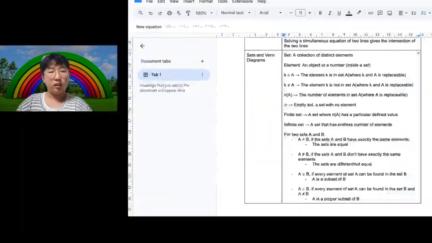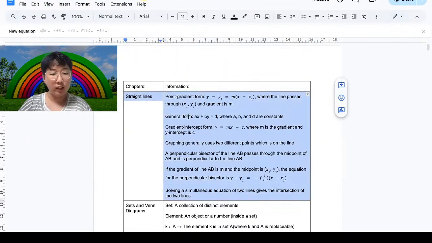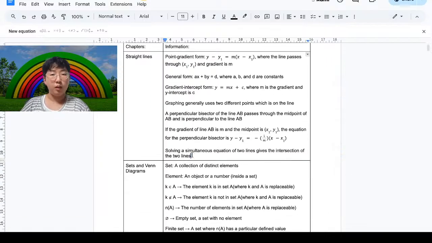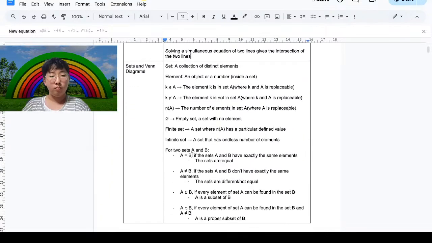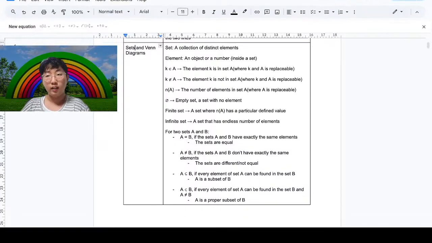Alright, let's get started. Last time we talked about straight lines, and we saw how we can plot them on a coordinate plane, and how we can solve a simultaneous equation, using three different forms of straight lines. We also found more information about graphing straight lines and something more about perpendicular bisector. So what we're going to talk about today is sets and Venn diagrams. Today we'll probably focus more on sets.